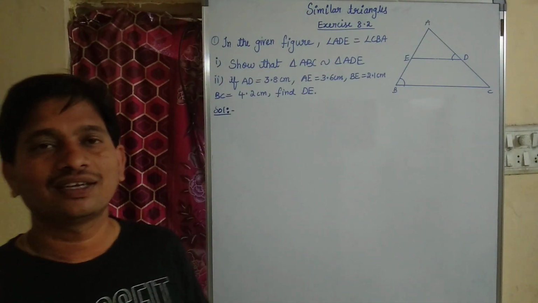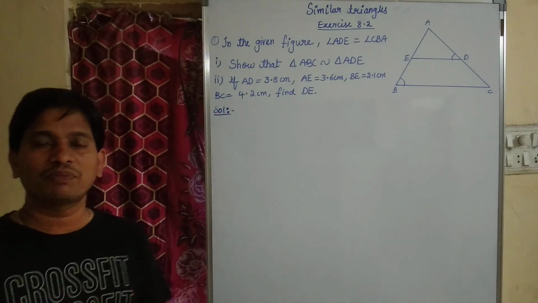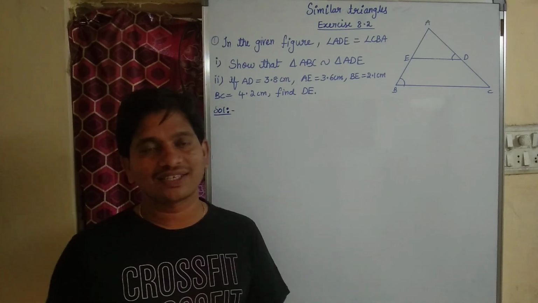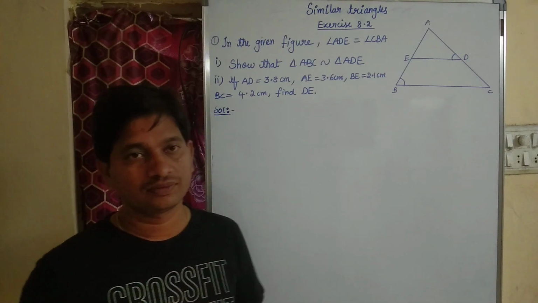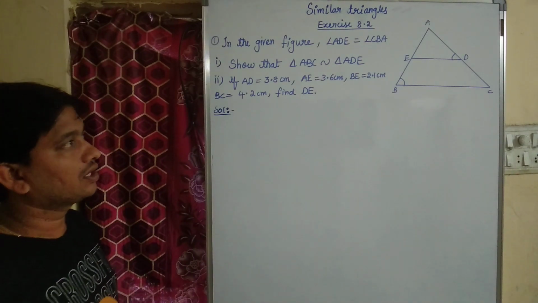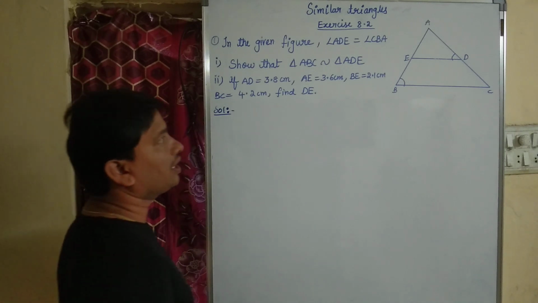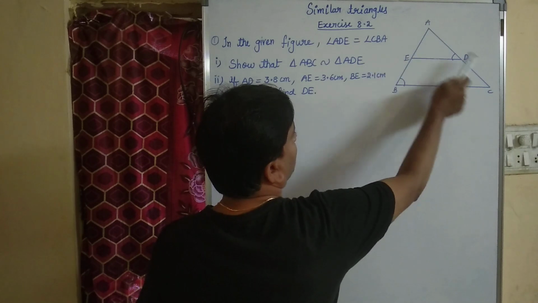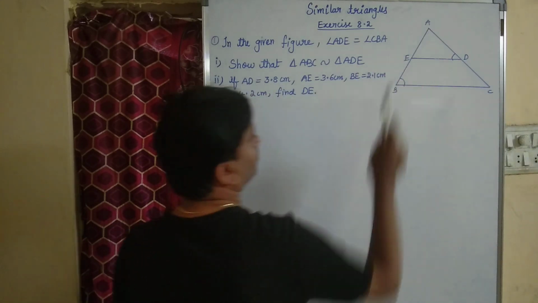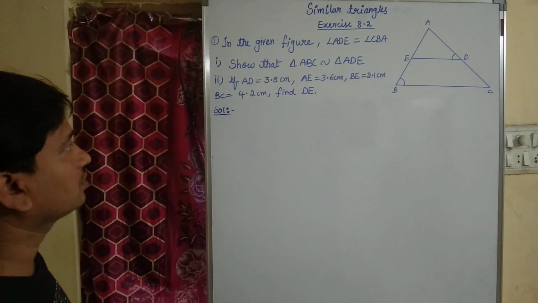In this session, let us discuss chapter number 8, similar triangles, exercise 8.2, question number 1. In the given figure, angle ADE equals angle CBA. It is given in the question.